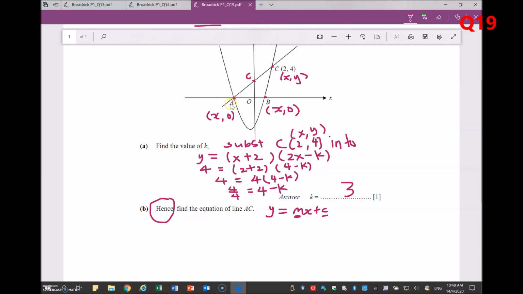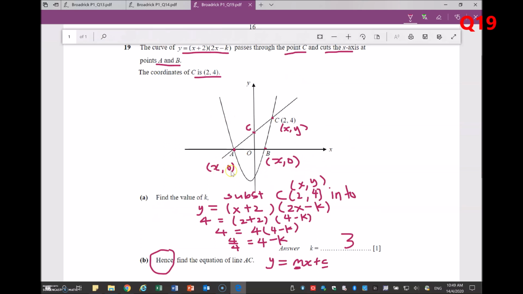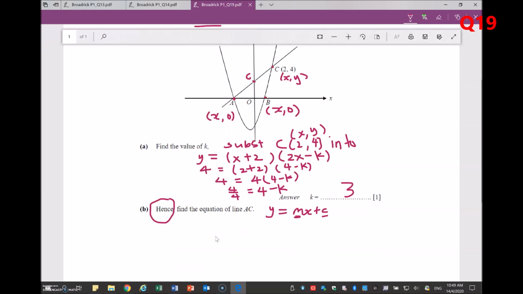In order to find the gradient of this straight line AC, to find the coordinates of point A, I know that the y coordinate is 0. So I'm going to do substitution again. Substitute this point into the equation. And we do know that the value of k is 3. Let us write down the equation now.